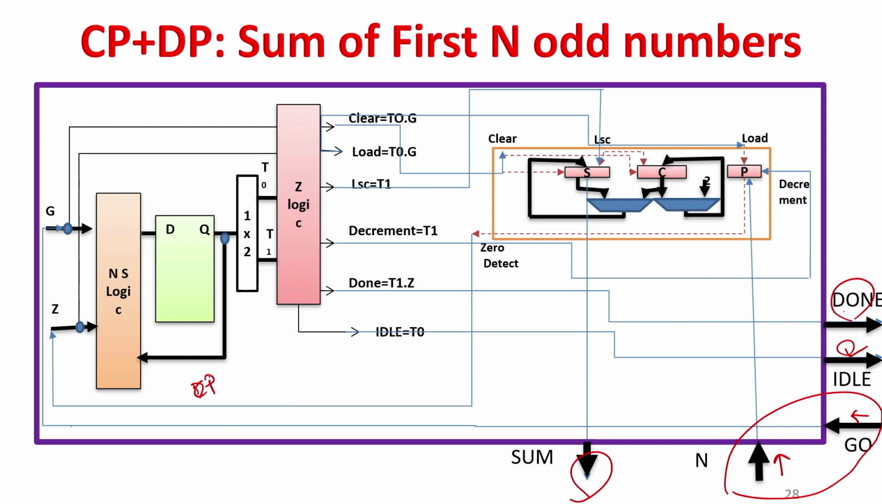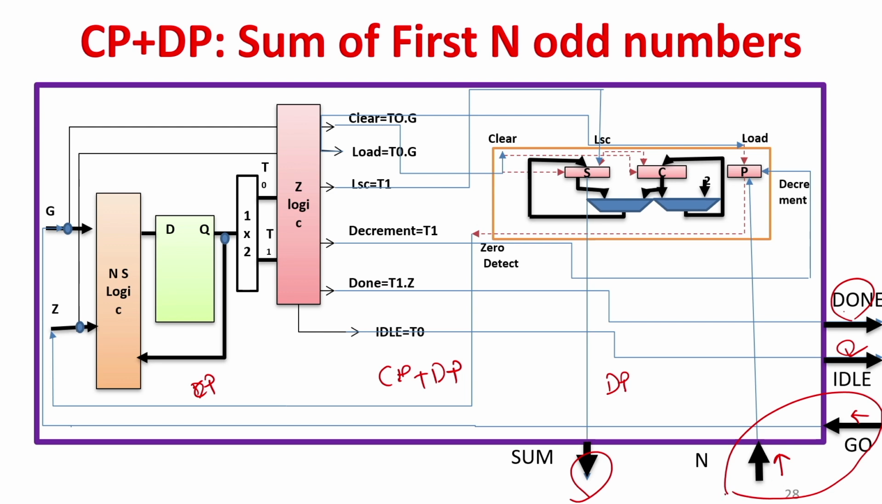This is the control path, this is the data path, and both CP and DP together constitute the digital system. And how does it interact with the external world? We are giving the go signal and n as inputs, and done, idle and sum are the outputs. This constitutes the full sequential digital system design using RTL methodology or ASM methodology or FSMD methodology, with a concrete example, the summation of the first n odd numbers.